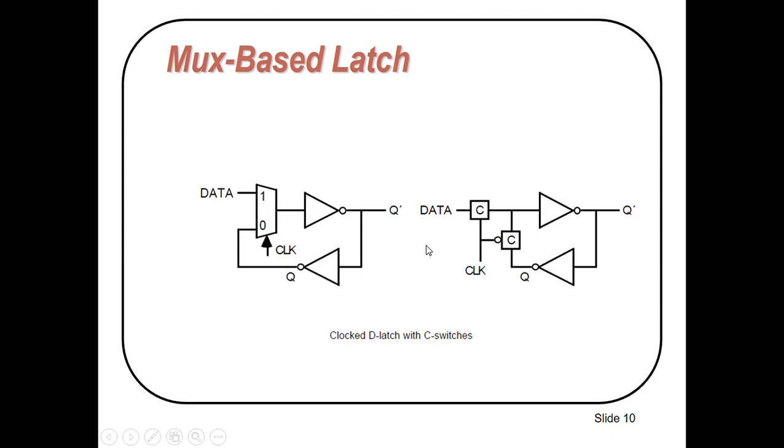We can also design a multiplexer by using C switches. Here you can see these are two C switches we have placed, and these C switches have replaced this multiplexer. Basically, here we designed this multiplexer by using these C switches. So this is called a clocked D latch with C switches. So we can design our latches and flip-flops by using multiplexers, C switches.